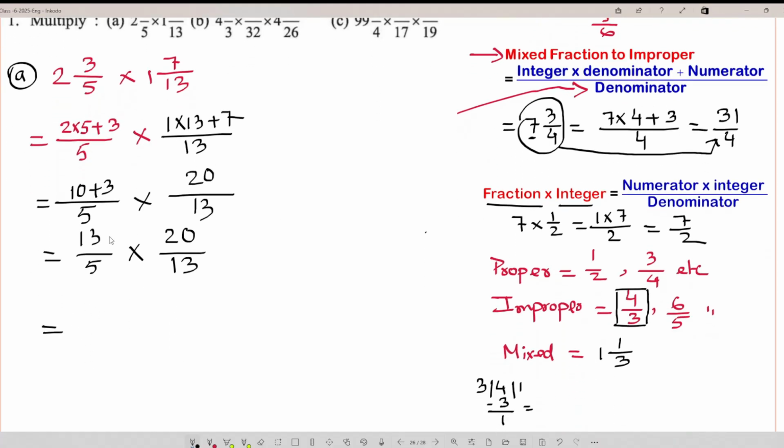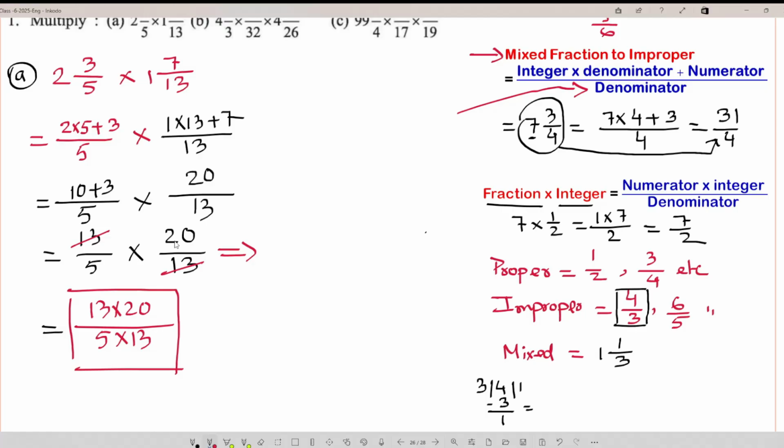Look, this 13 by 5 times 20 by 13 we can do like this. We can cancel 13 by 13, and this 20 we can divide by 5, so here is a 4. The answer is 4. Similar thing here, also 13 cancels 13 and 20 divided by 5, so it will be 4. So our answer is 4.